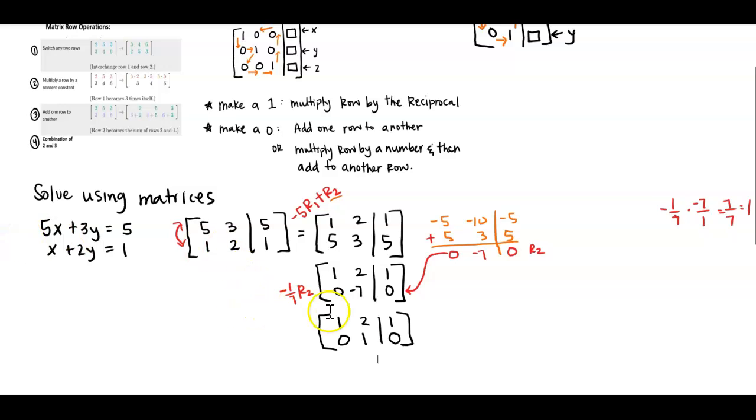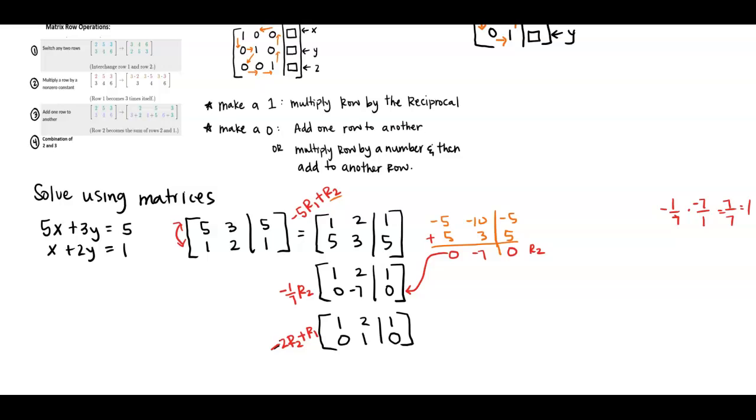And so my last thing that I need to do is make it so that my upper right hand corner is now a 0. So how can I make that 2 into a 0? You can tell me how I would do that. Multiply the bottom row by negative 2. Okay, so negative 2 times row 2, and then add it to row 1.